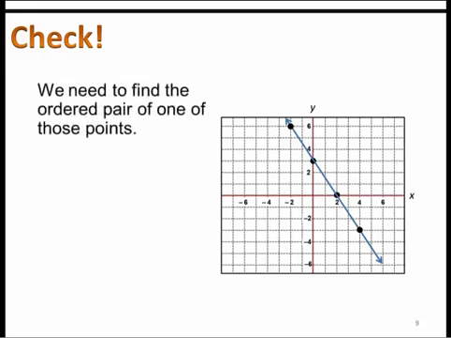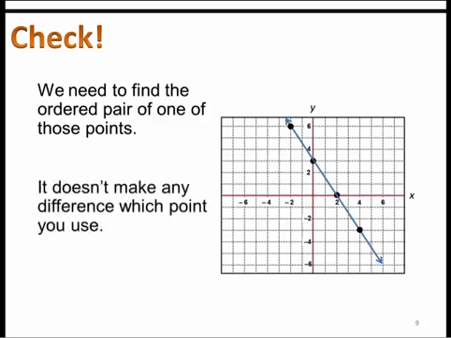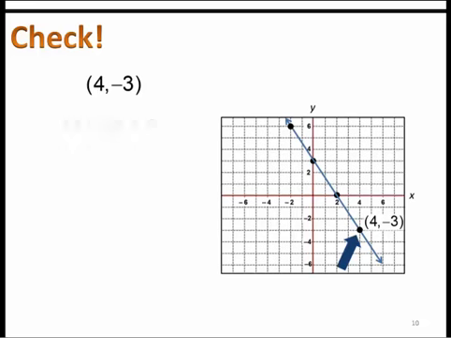We need to find the ordered pair of one of those points. It doesn't make any difference which point you choose, since every point that is on the line is a solution to the equation. We're going to use this point. And if we write the ordered pair from the origin, we are on the x-axis over 4, and on the y-axis down -3. So we're going to use 4 and -3 to check the line.